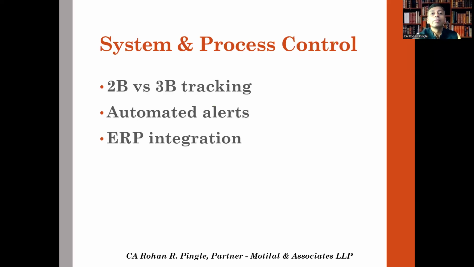Then let's see system and process control. Manual tracking is no longer sufficient. We need to have system-driven checks and controls. Large organizations must use automation and reconciliation tools to immediately identify procedural errors. So that needs to be taken care of also. It means we need to shift from manual to system-generated checks and controls.